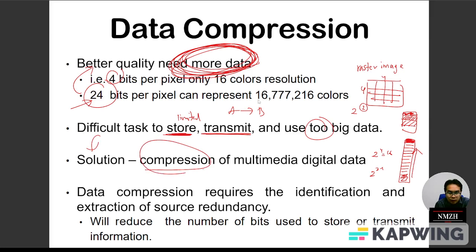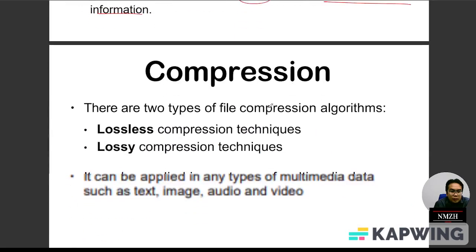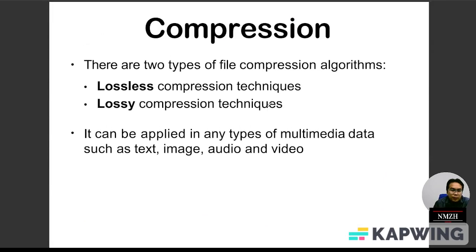So what compression does is basically reduce the number of bits and store or transmit information with fewer bits in that particular file size. In this matter, compression is divided into two categories: one is lossless and the other is lossy compression technique. Lossless means no loss, and lossy means there is loss.